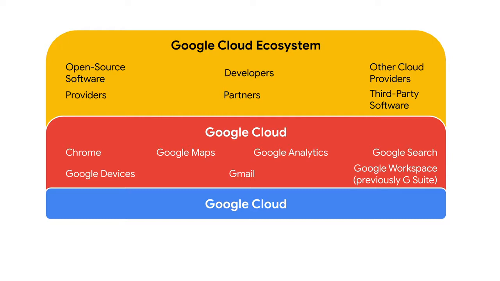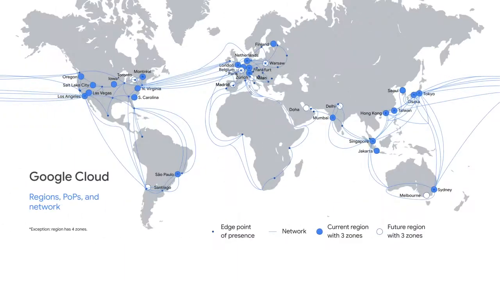Google is actually a very strong supporter of open source software. That's right. Now, Google Cloud consists of Chrome, Google Devices, Google Maps, Gmail, Google Analytics, G Suite, Google Search, and the Google Cloud Platform. GCP itself is a computing solution platform that really encompasses 3 core features: infrastructure, platform, and software. This map represents GCP's global infrastructure.